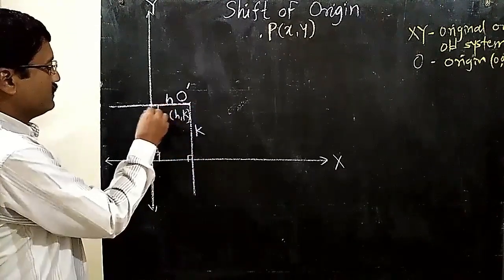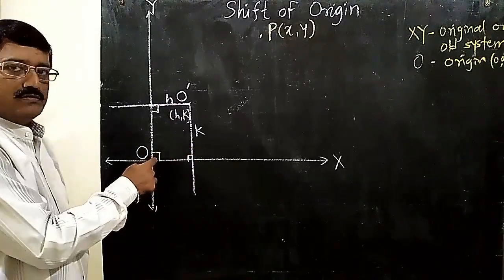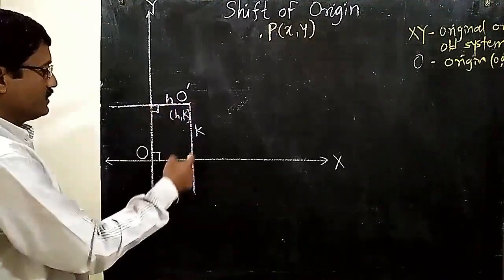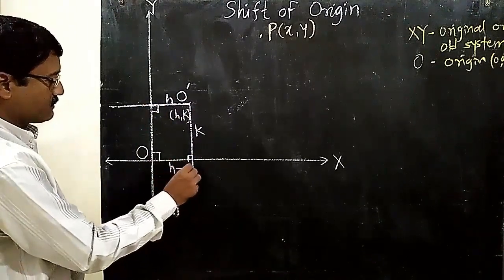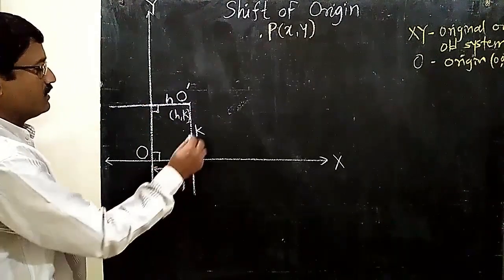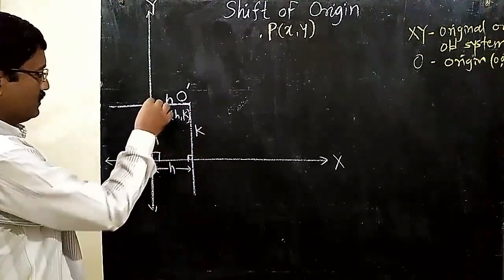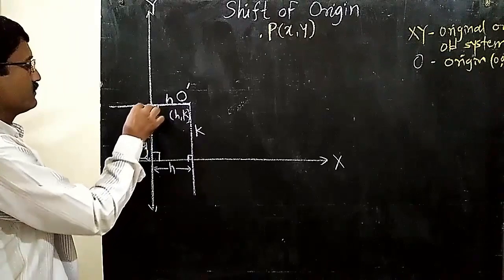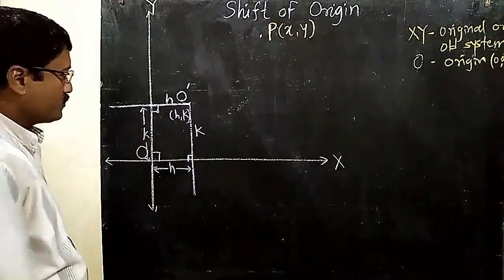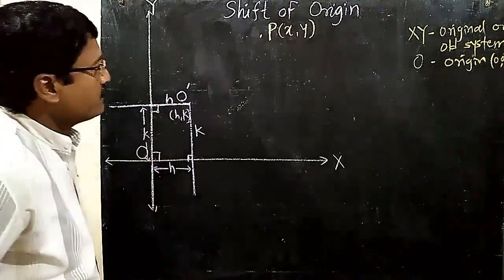Obviously, these two are perpendiculars. This is already perpendicular, so this quadrilateral is a rectangle. So opposite sides are equal. So this is distance h, and this distance is nothing but distance k. This is our point O dash, whose coordinates are hk.